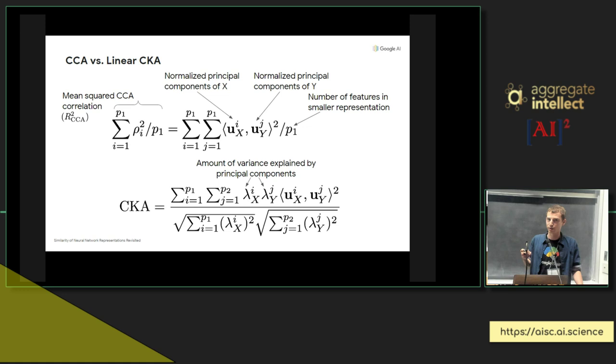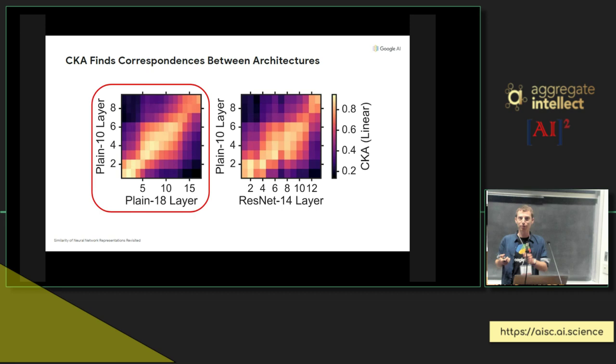So that's all the math for this talk, but I have a few more interesting empirical results to show you. The first thing is that we can use CKA to measure similarity between different architectures. Here on the left, I have neural networks with different numbers of layers: a neural network with 8 convolutional layers, 10 total layers, and a neural network with 18 total layers or 16 convolutional layers. You can see that in the deeper network, the new layers are inserted in between the old layers in terms of what their representations look like. And there's still a diagonal in this plot, even though the 18-layer network has twice as many layers.